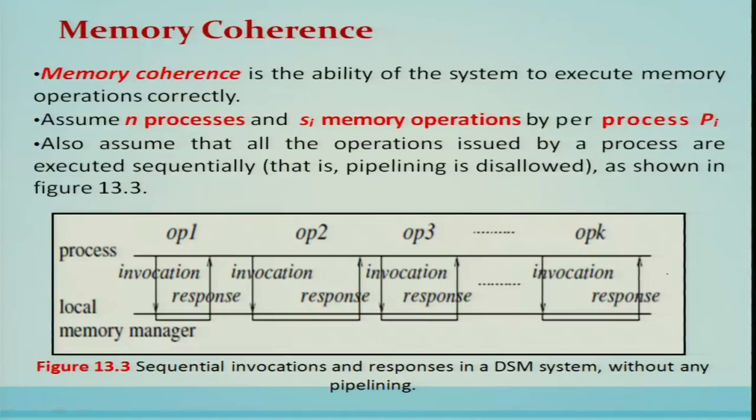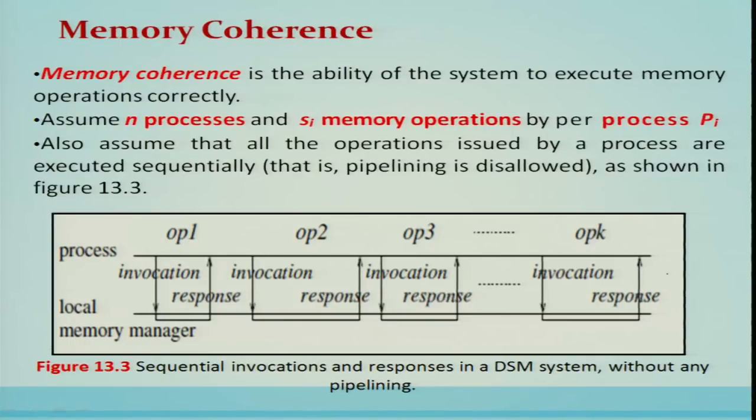Memory consistency model. Memory coherence. Memory coherence is the ability of the system to execute memory operations correctly. Assume n processes, and Si, the memory operation per process Pi. Also assume that all the operations issued by the process are executed sequentially, and pipelining is disallowed. So if we see this particular figure 13, it shows the sequential invocation and responses in a distributed shared memory.